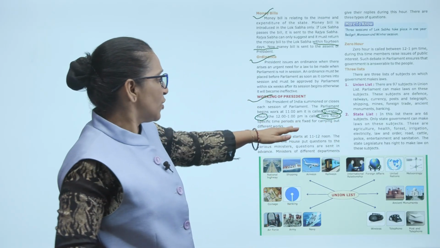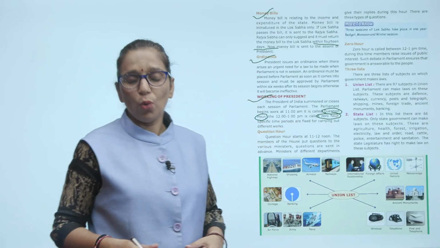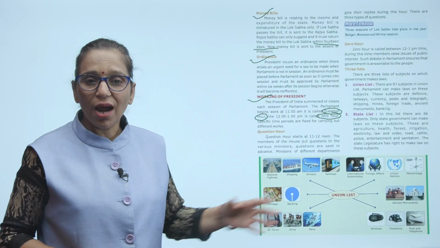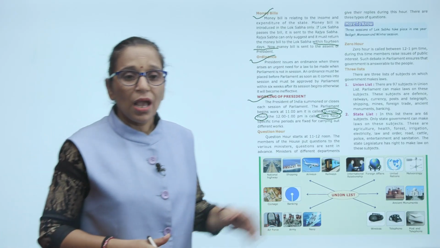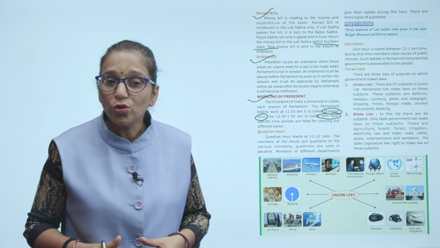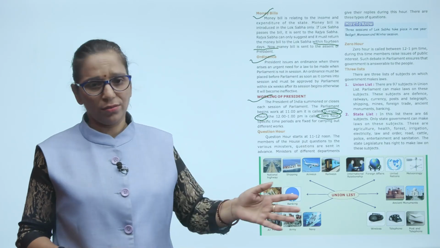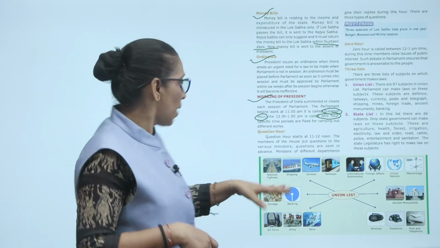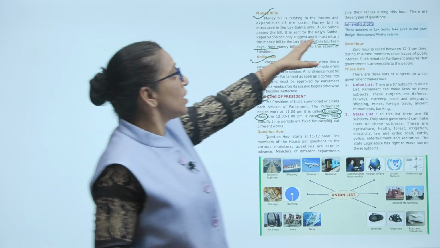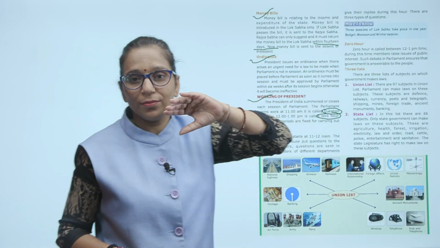Specific time periods are fixed for carrying out different works. Now what is question hour? Question hour starts at 11 to 12 noon, and the members of the house put questions to the various ministers. Questions are sent in advance. Ministers of the different departments give their reply during this question hour.